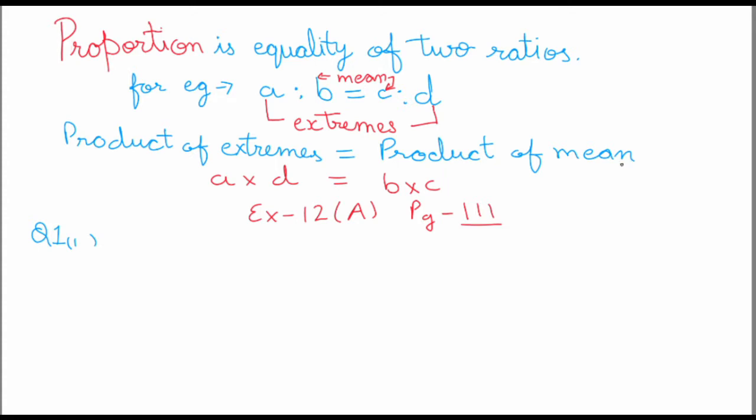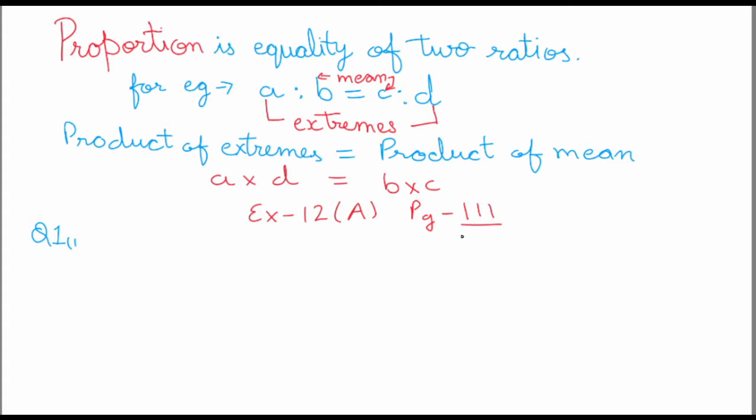Now I request all the students to open their book at page 111, exercise 12A. I hope you all have opened. I'm reading question number 1 for you all. In each of the following, check whether or not the given ratios form a proportion. That means they are asking whether they are forming the proportion or not. We have to see this.